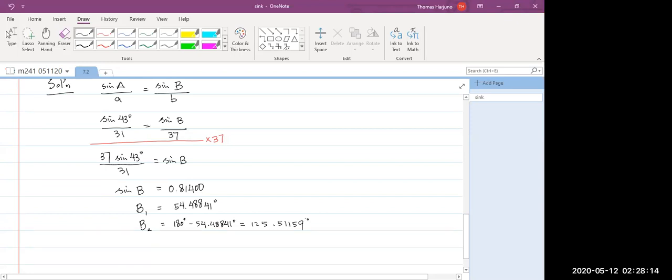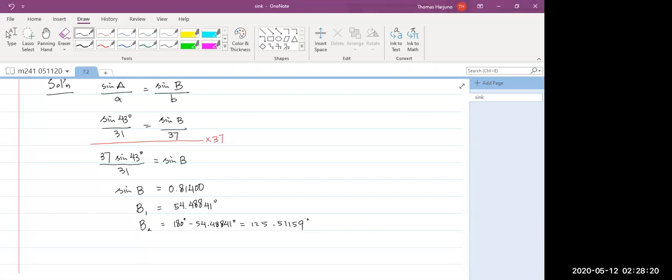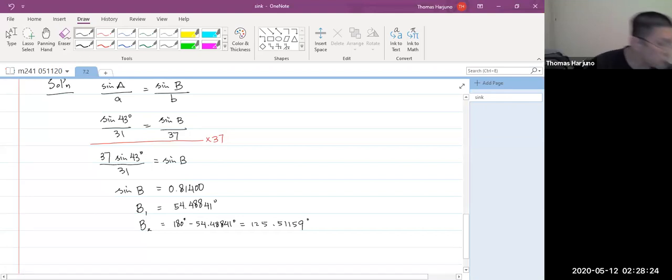How did you get B1 real quick? Repeat again. B1? Sine inverse of that, so that way you get the sine on the other side. Yeah, sine inverse. All right.